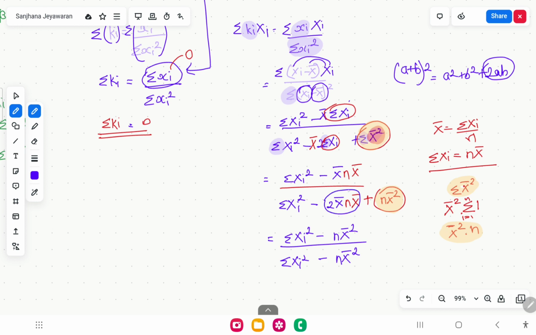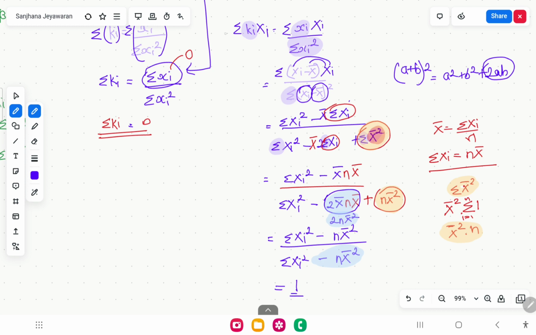This part can be written as 2nx bar square, right? Yes, I hope you all agree. This part can be written as 2nx bar square. So here we have minus 2nx bar square. Then next we have plus nx bar square, which can be written as minus nx bar square. So if you see, the numerator and the denominator both are the same, so this is 1.